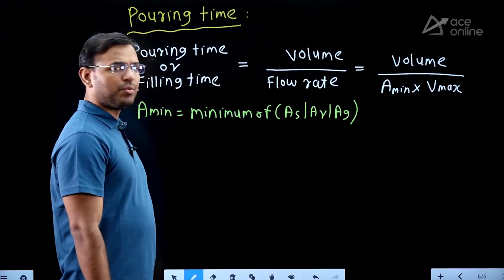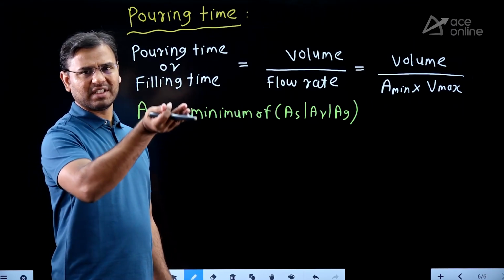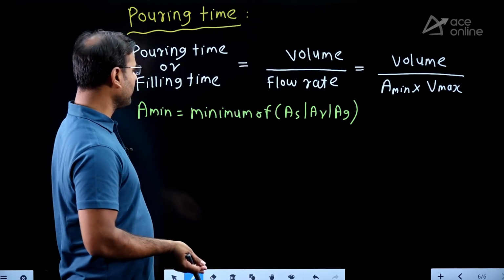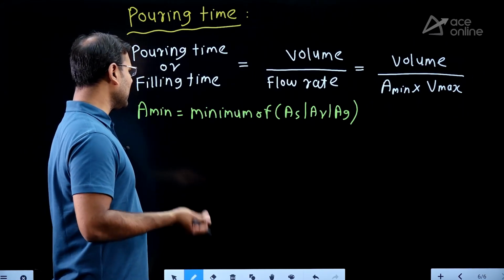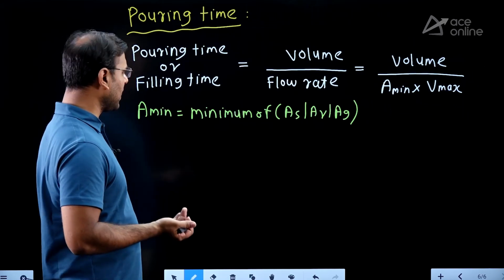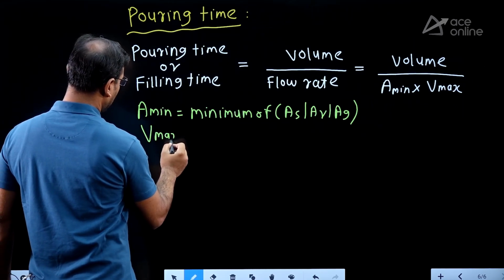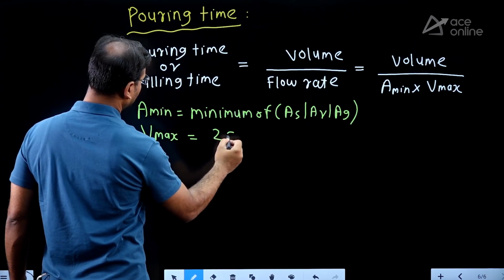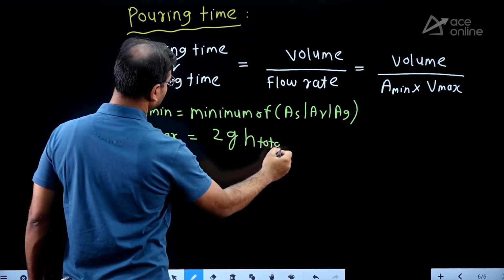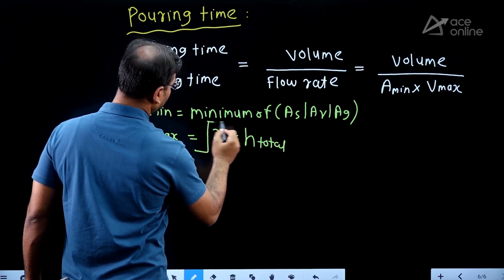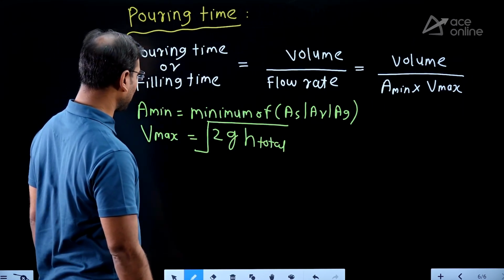If it is the area of sprue, it means the cross sectional area of sprue. The sprue has two cross sectional areas, one at the top and second at the bottom. Always we take the bottom cross sectional area. Whichever of sprue, runner, ingot is the minimum, that we take. And the maximum velocity is equal to root of 2gh, where h is the total height, or the height of sprue, or the height of pouring.